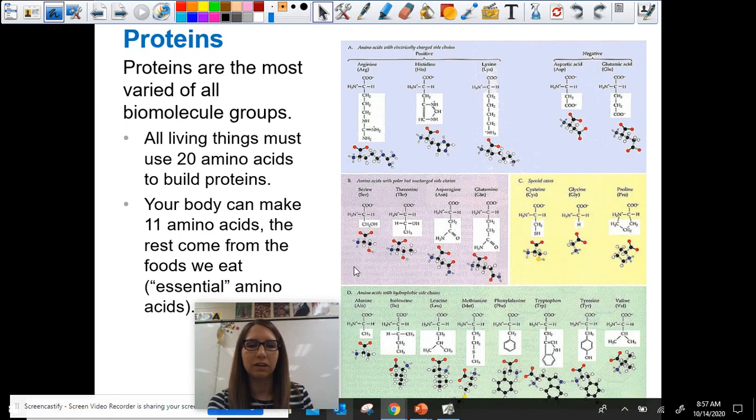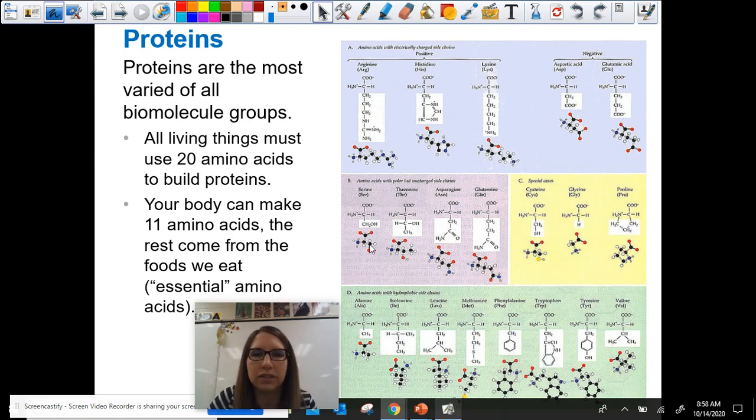The picture that you see here on the right is an example of all of the 20 amino acids. You can go through and count them if you really wanted to. I will not. But they're organized based on the different chemical properties that they have. So the ones in blue here, if you can see it, these are amino acids with electrically charged side chains. So these are R groups that have charges. So there's a charge here, here, here, here, and here.